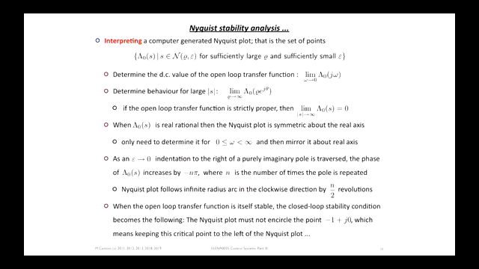We're always dealing with real rational transfer functions for the plant and the controller, so the open loop transfer function will be real rational.